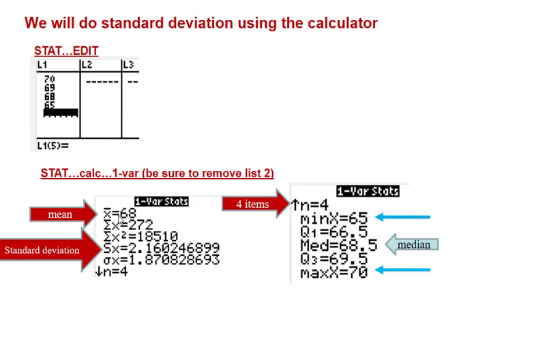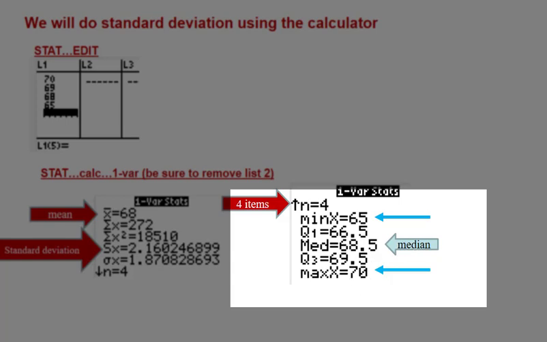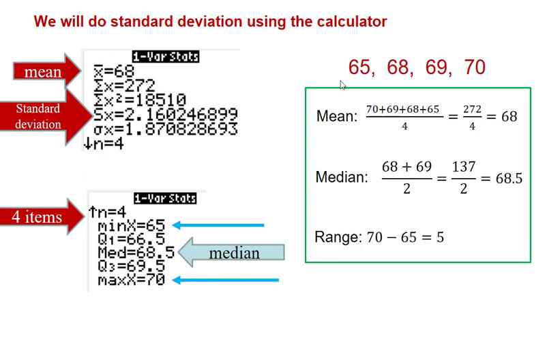And yes, the mean was 68. Standard deviation. I see the minimum. I see the maximum. I see the median. Here are the ages. And I could have done this by hand because there are only 4 items. Add them up, divide by 4, I got my mean. But oh, isn't it nice to see it right over there in my calculator?